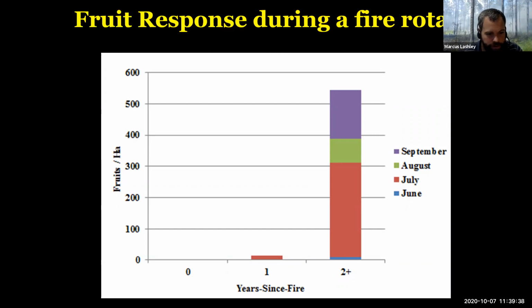Here's showing you another thing. Okay, 0 means the same year fire was implemented, 1 year means the next growing season, 2+ means after that. The colors here are talking about what month the fruit is being produced in. So you can see when you burn, fruit isn't available till a couple of years after fire. And that could be pretty important because depending on how frequently you burn that stand, you could have a whole bunch of fruit, or if you're burning more frequently, as we often do in Florida, you may lose fruit.